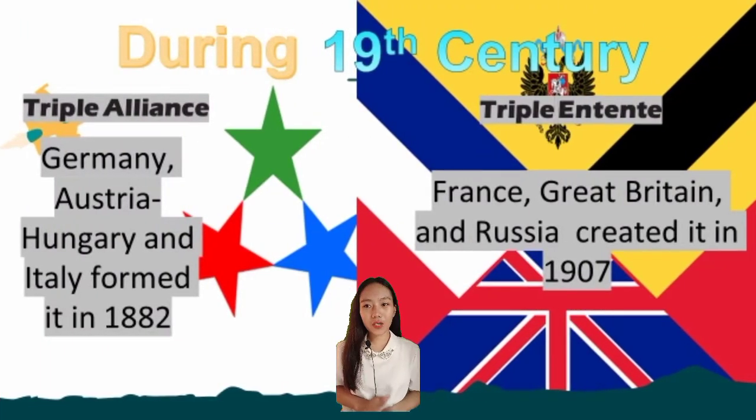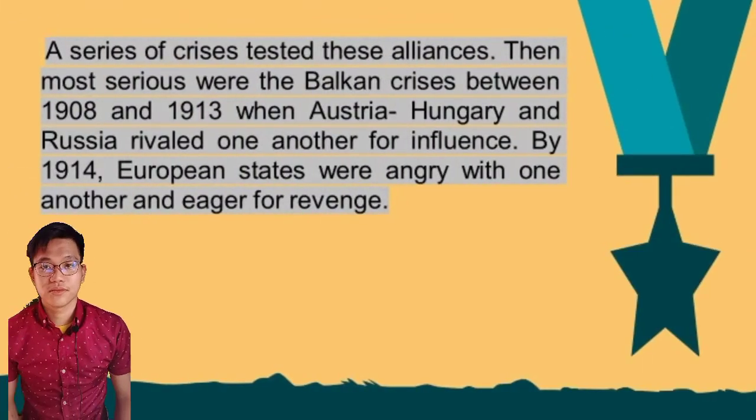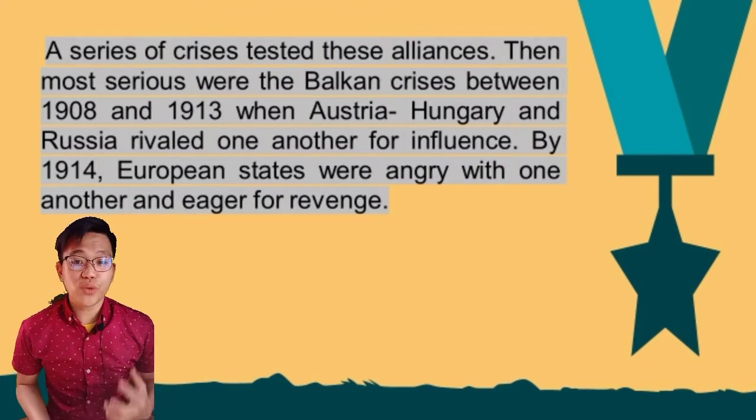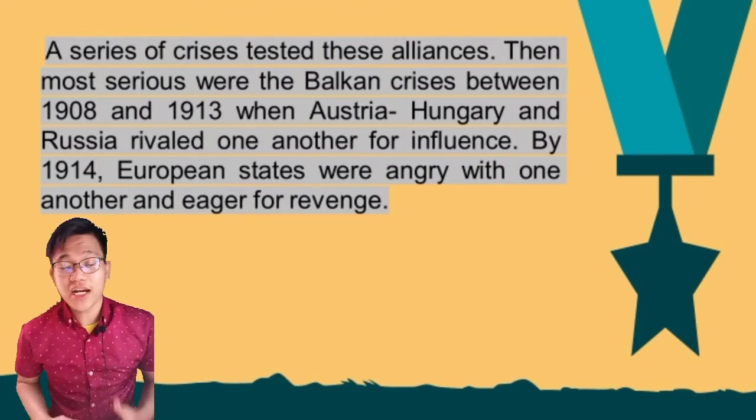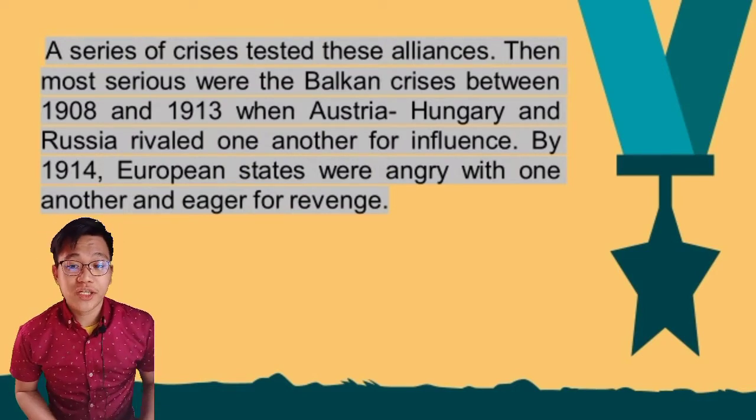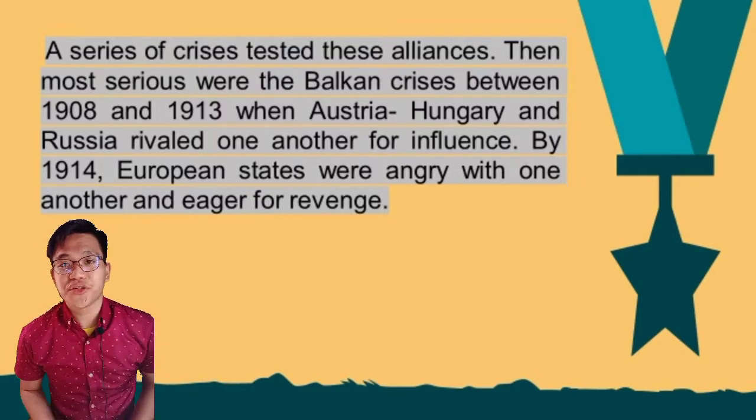In the 19th century, the Triple Alliance was formed in 1882. It was composed of Germany, Austria-Hungary, and Italy. On the other hand, the Triple Entente was formed in 1907. It was composed of France, Great Britain, and Russia. A series of crises tested these alliances. Then, most serious were the Balkan crises between 1908 and 1913, when Austria-Hungary and Russia rivaled one another for influence. By 1914, European states were angry with one another and eager for revenge.